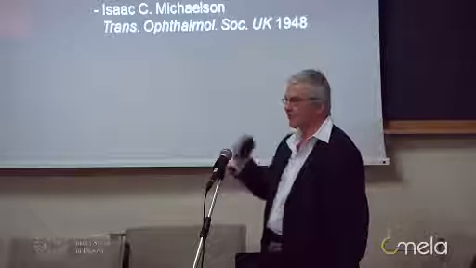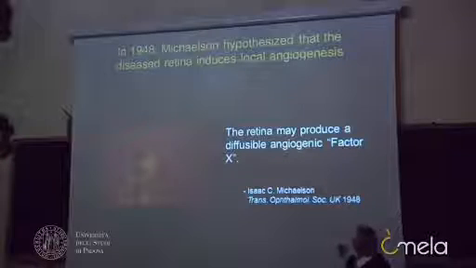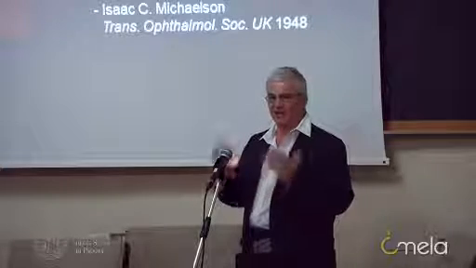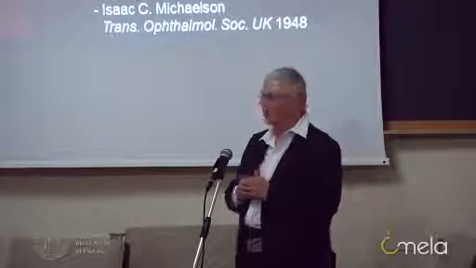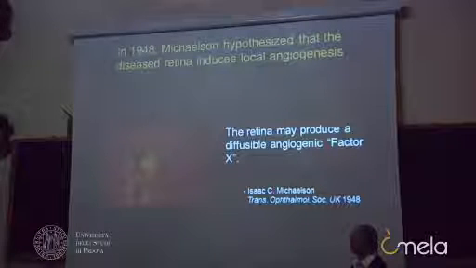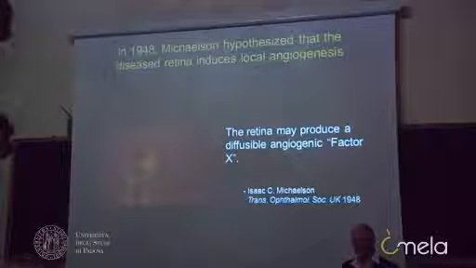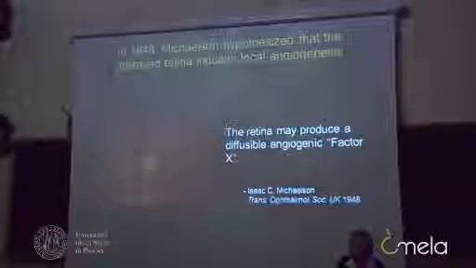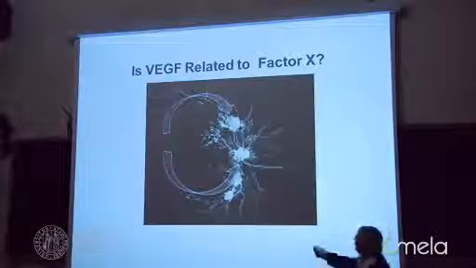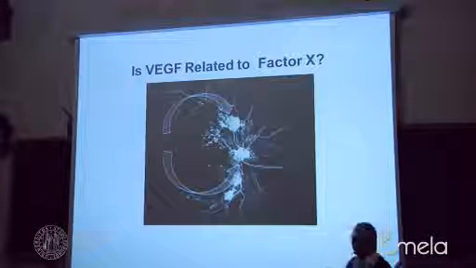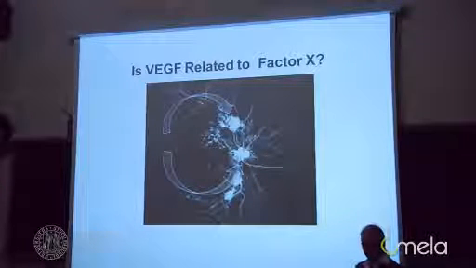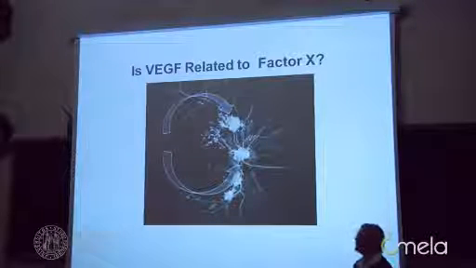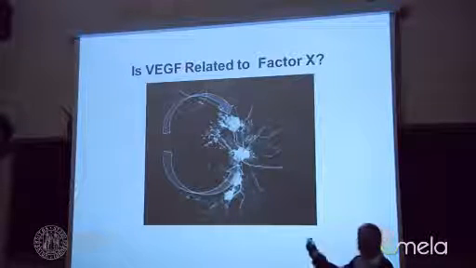was called factor X, perhaps not very original. There has been lots of search for this factor X over the last decades, and there was also clinical data clearly implicating ischemia and hypoxia in the production of factor X. And this raised the question: given that in the early to mid 90s it became clear that VEGF is regulated by hypoxia, is VEGF in any way related to factor X?